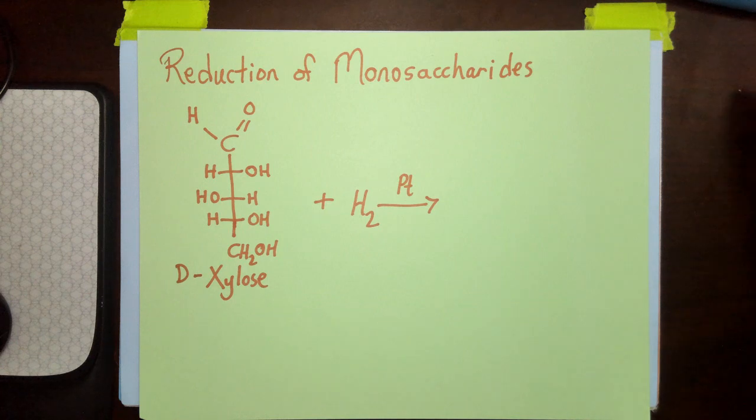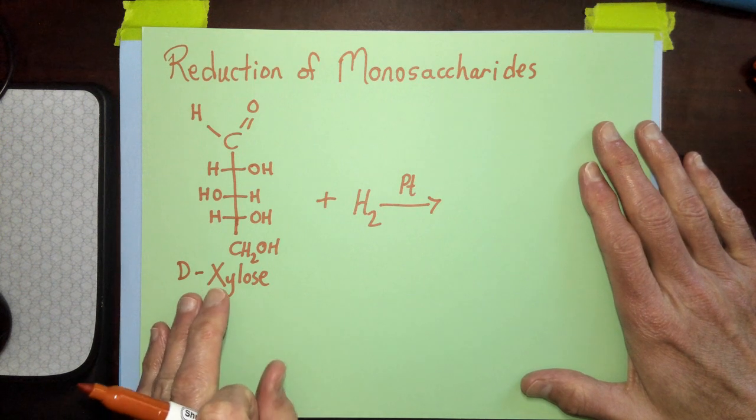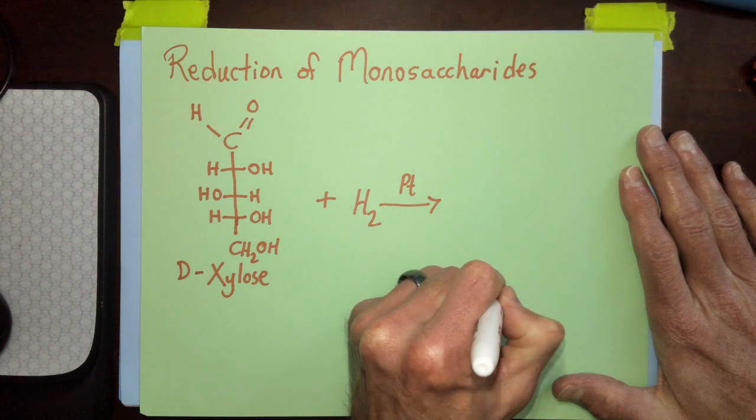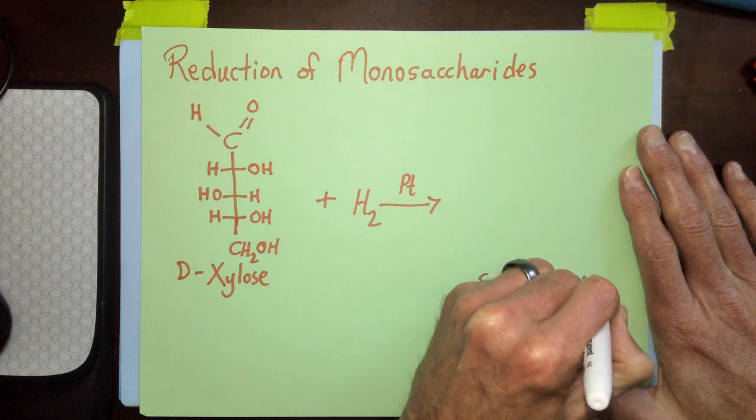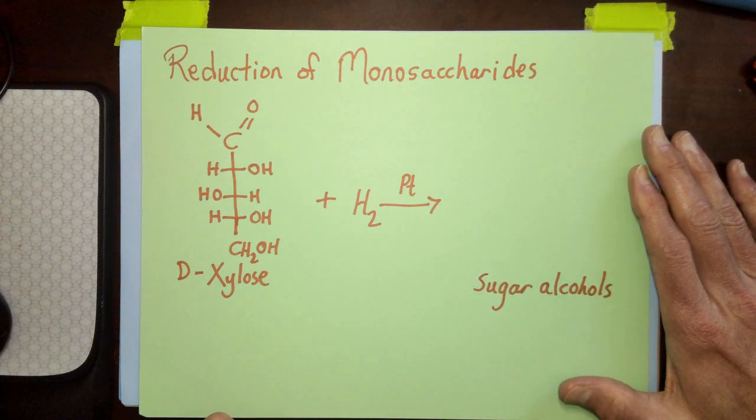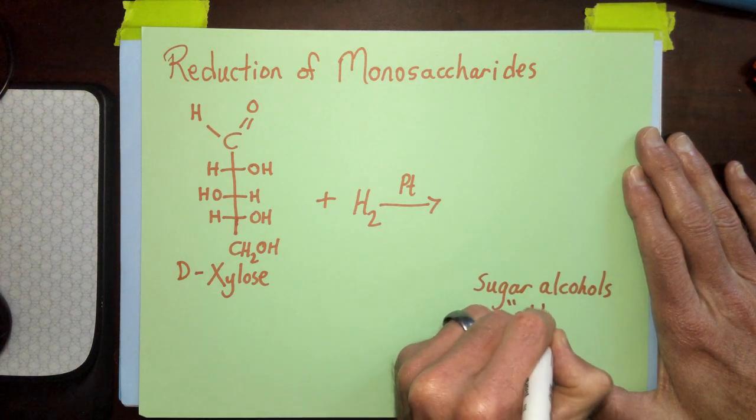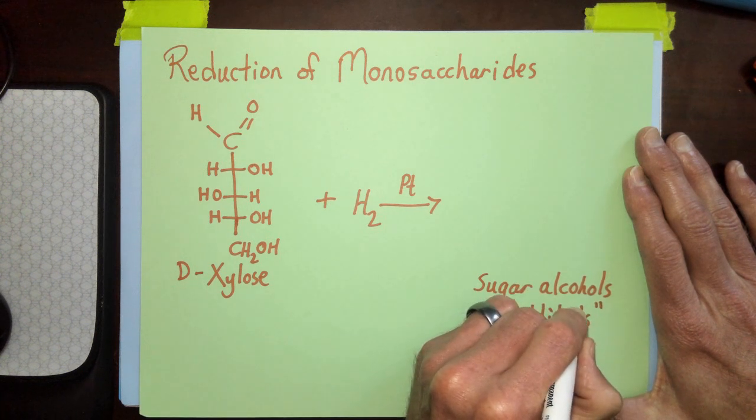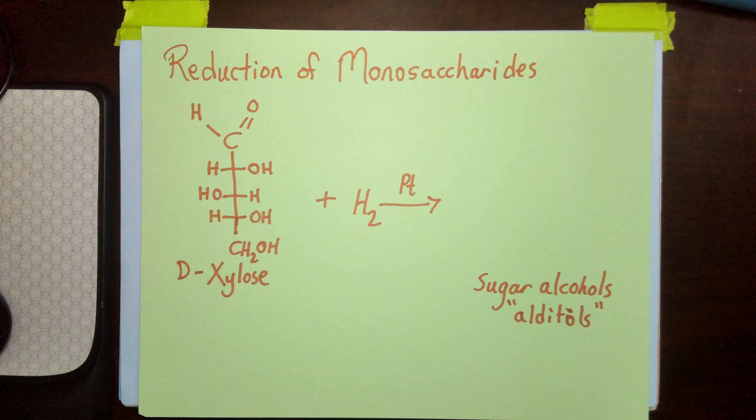Now when monosaccharides go through reduction, you go from the monosaccharide, from the sugar, and you become what they call sugar alcohols. Their proper name is alditols. And you may be familiar with some of these: sorbitol, mannitol, xylitol.